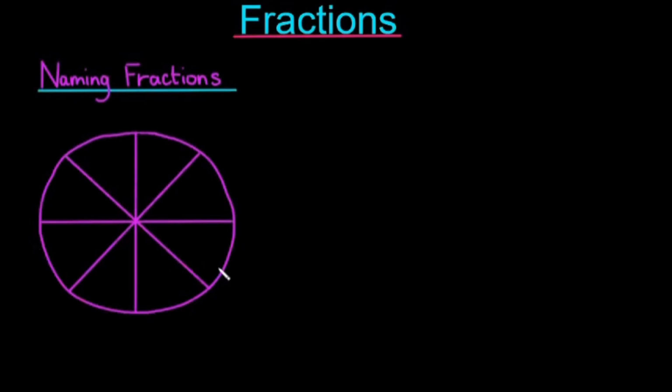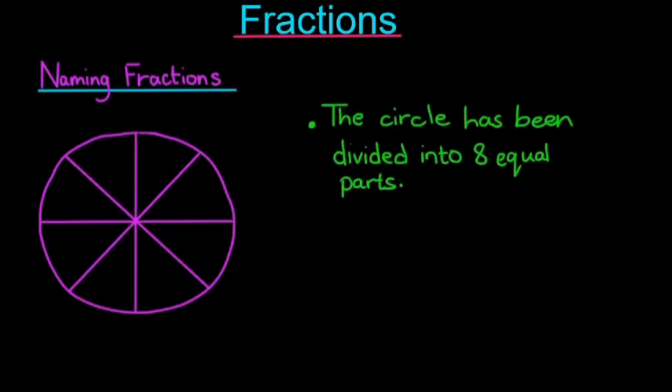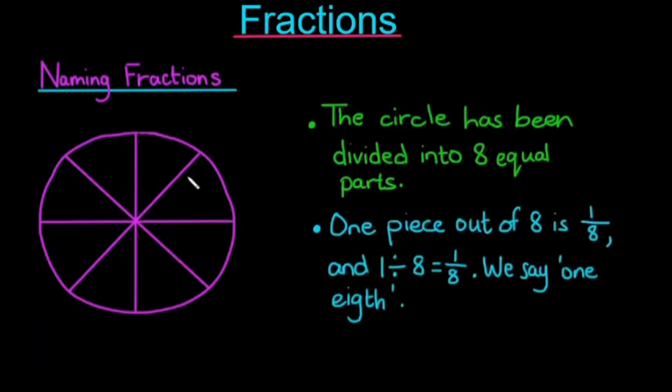So in this diagram over here, I have a circle that is separated into 8 equal parts. So one piece out of the 8 is equal to 1/8. And this means that 1 divided by 8 is equal to 1/8. So we say 1/8.